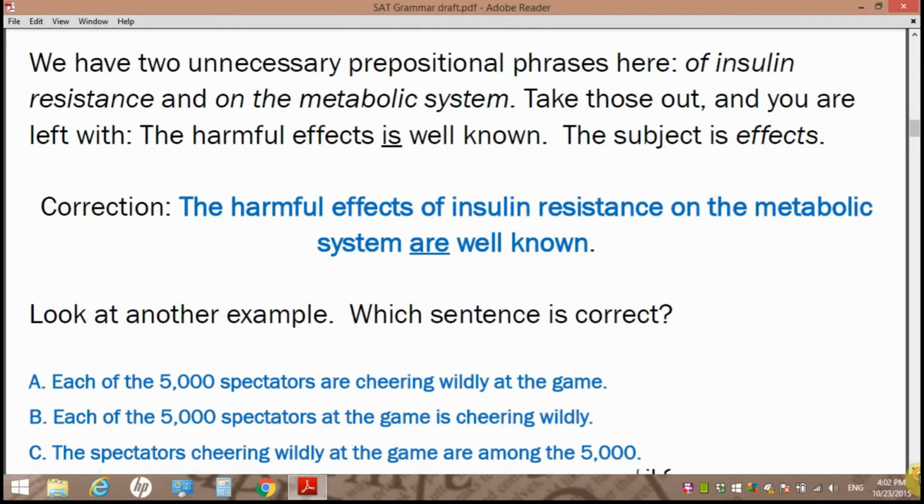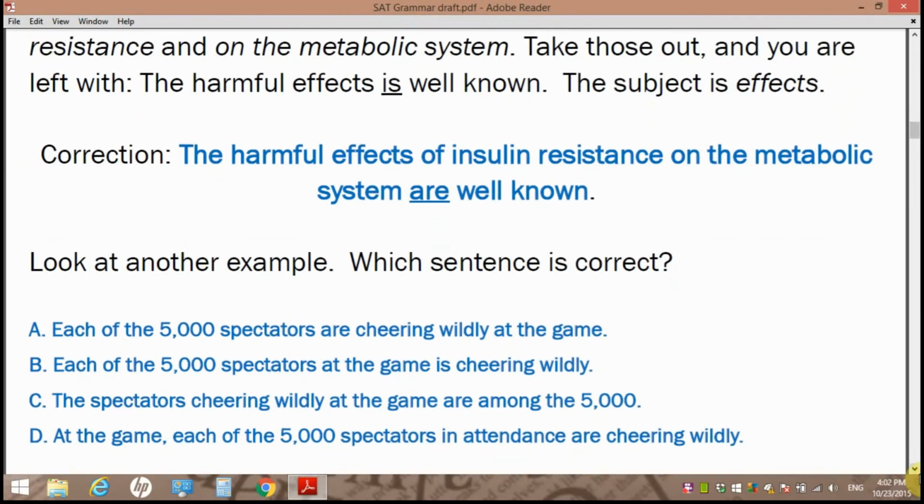Looking at another example, I have 4 sentences here. Which one is correct? Go ahead and pause the video to make your selection. Now, we have some extra prepositional phrases here. Of the 5,000 spectators and at the game. So each are cheering wildly.